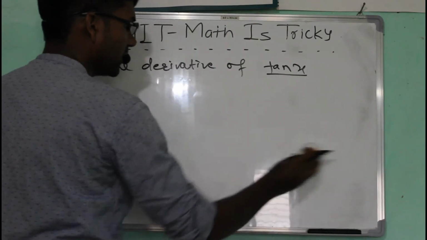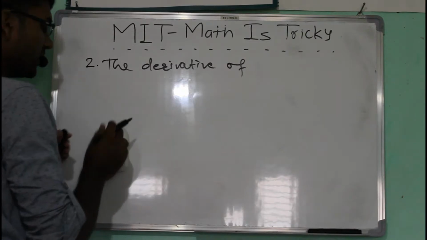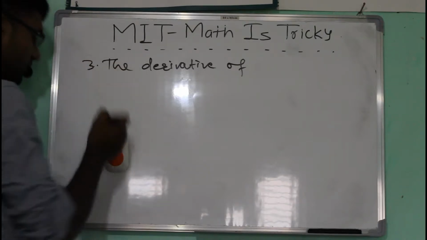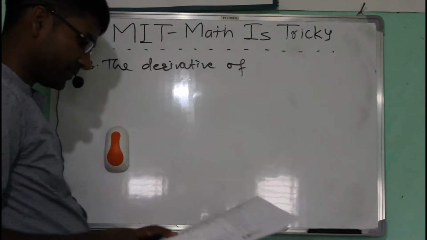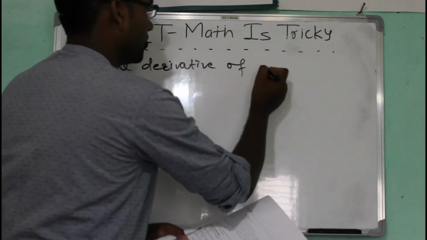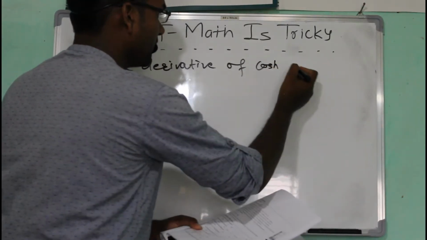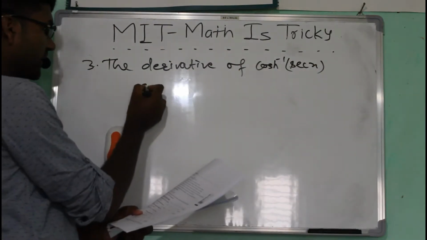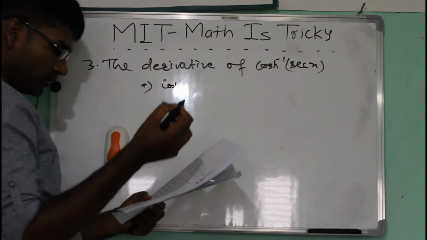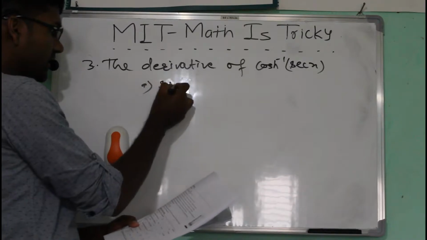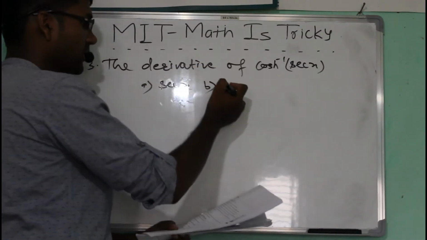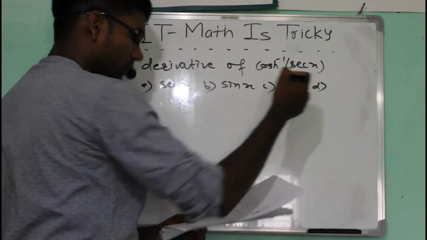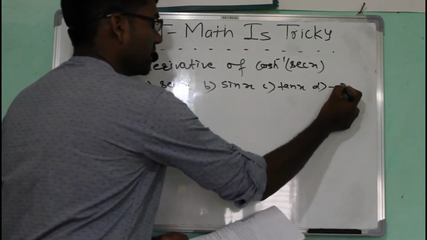So let's move to another question. As I told you, many easy questions are being asked. Let me write another question, the third question for today. This question is the derivative of cosh inverse sec x. It contains a hyperbolic function. Different options are there. The first option is sec x. Option B is sin x. C is tan x. And the fourth option is minus cot x.